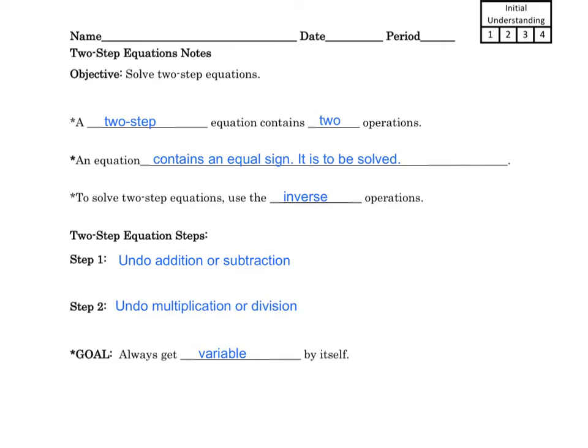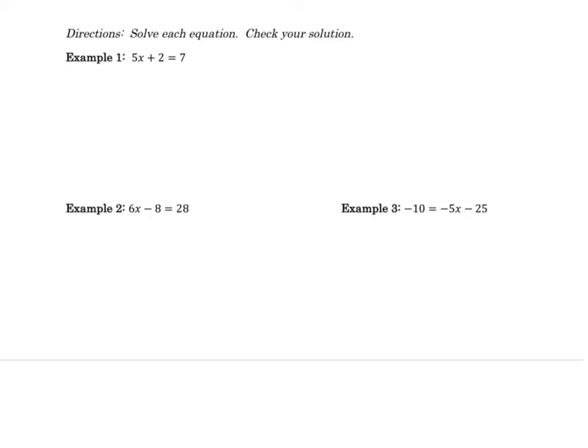So let's do some examples. So let's read our directions. It states, solve each equation, check your solution. Example 1 says 5x plus 2 equals 7. This is a two-step equation. It involves two steps to solve for x. So step 1, we said undo addition or subtraction. So here we have addition, and we want to undo it by subtracting it. So you subtract 2 from 2 and 2 from 7. They're both constants, they're both numbers. You want to get them together and have like terms.